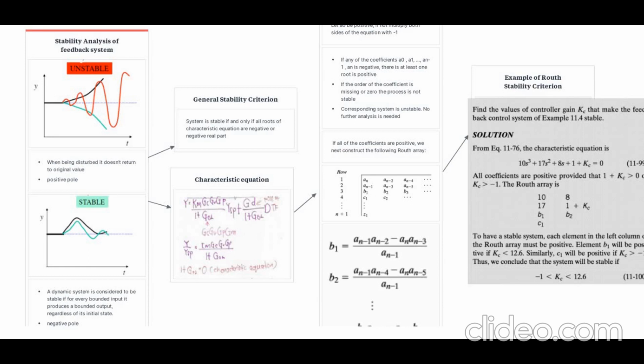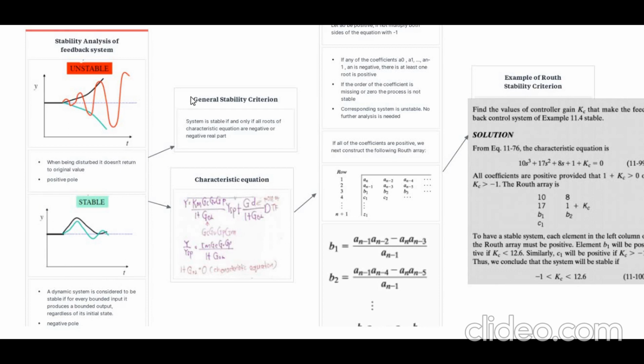While the stable process is considered to be stable if the bounded input produces a bounded output with regard to the initial step or the set point, and basically it has negative poles of the roots. So this is a graph for the stable process.